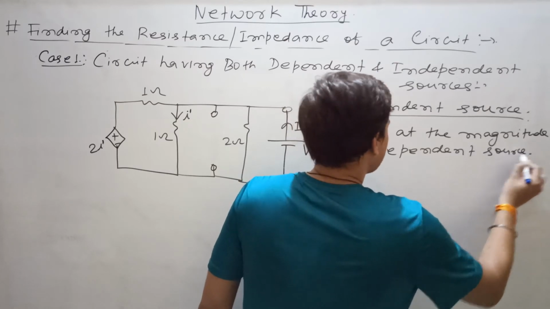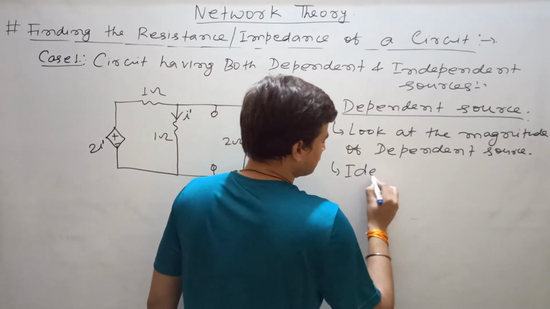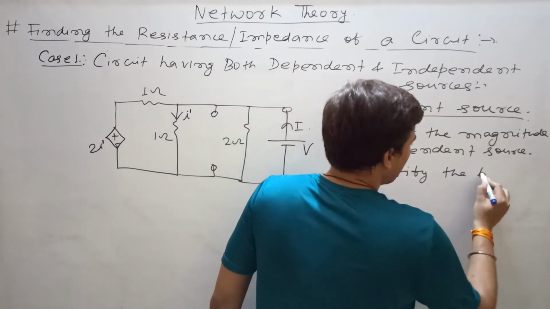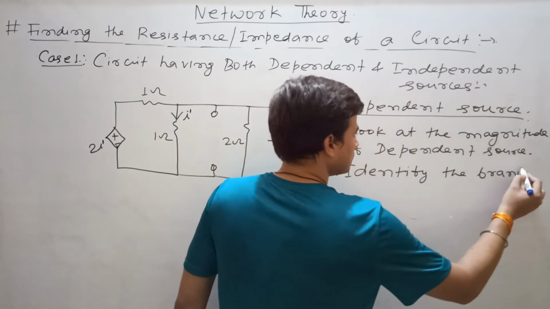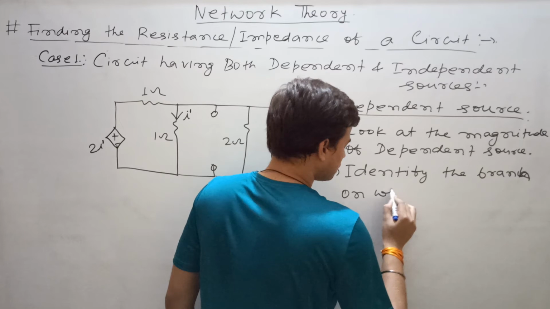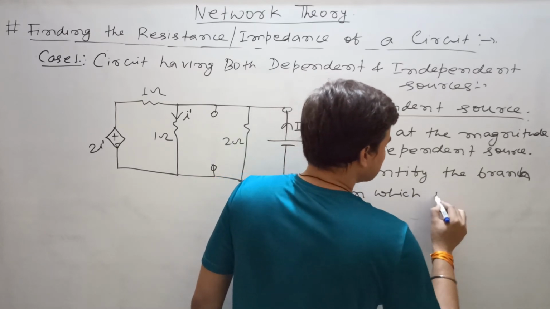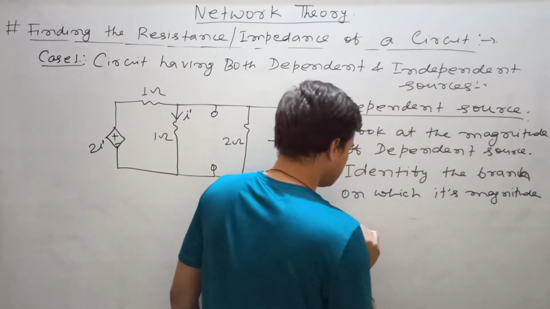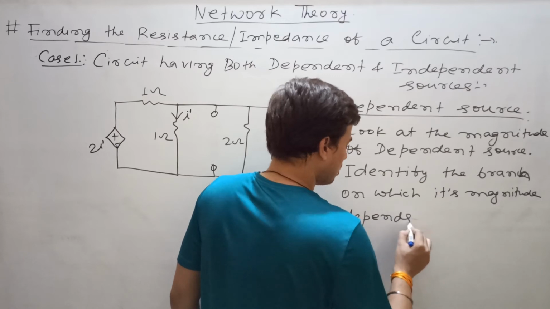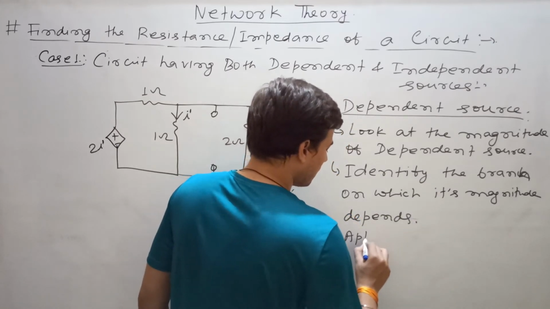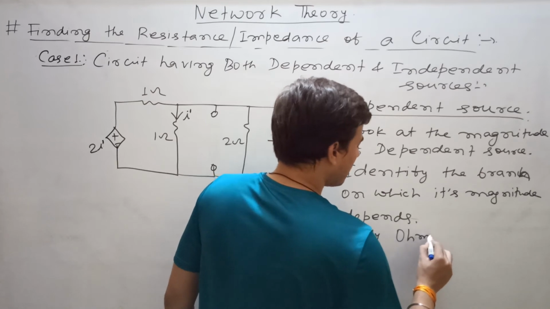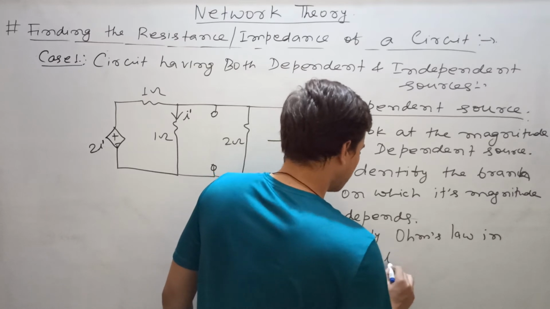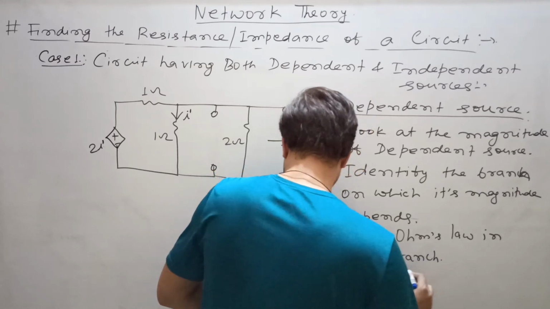Second step is identify the branch on which its magnitude depends. Third step is apply Ohm's law in that branch. Clear? Apply Ohm's law in that branch.